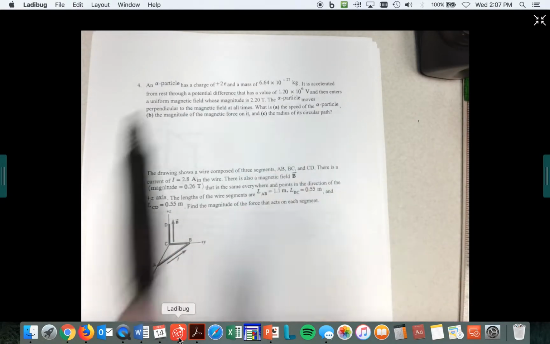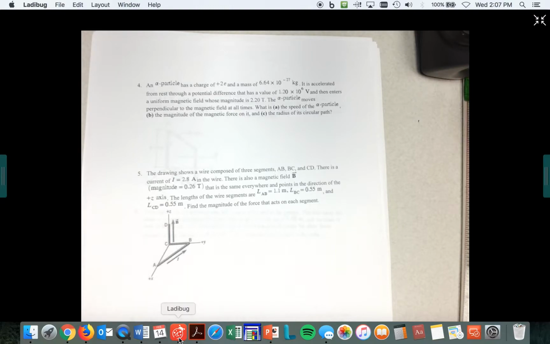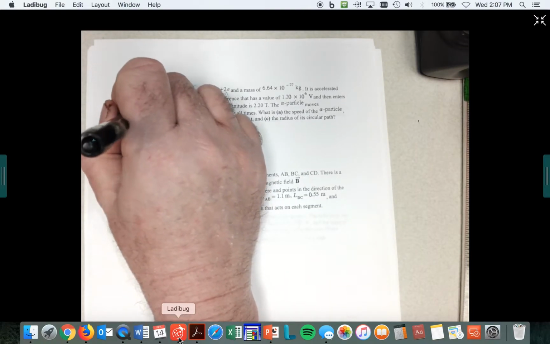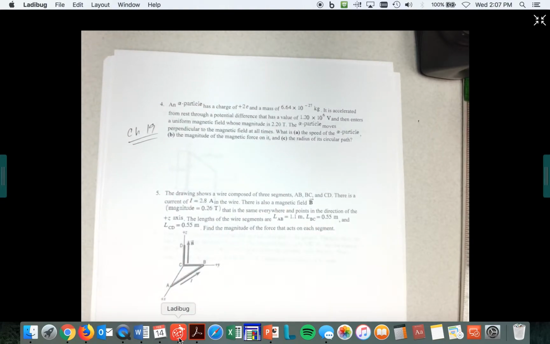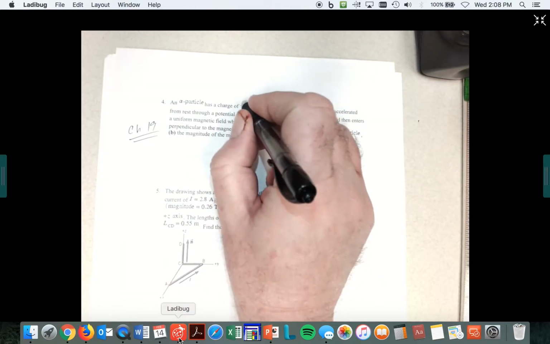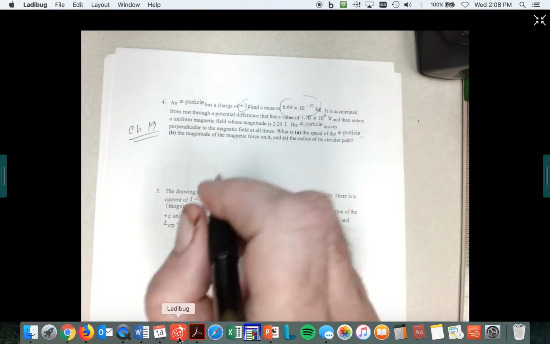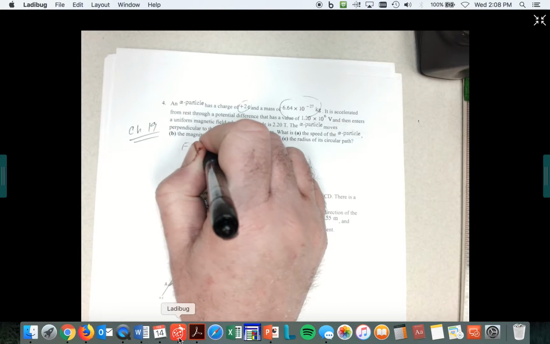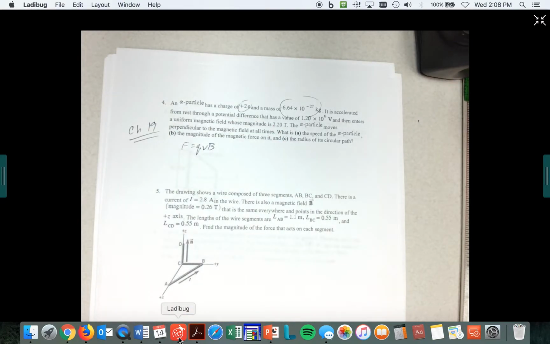All right, here's another mass spectrometer problem. Except again, we've got to go back to chapter 19 stuff. When we bring this in, we've got to look at chapter 19 things and what's going on here. So we've got the mass, we know the charge. We've got F equals QVB, so we just start there. That's fine. Now let's read it.